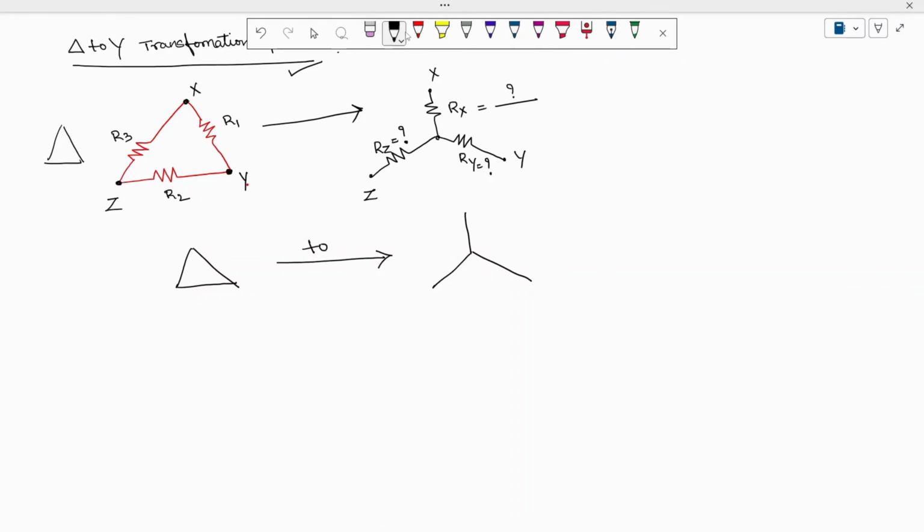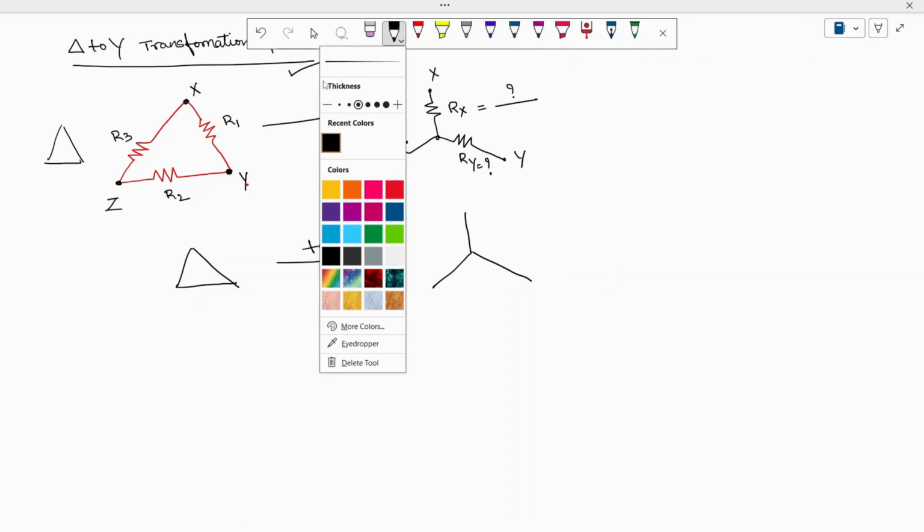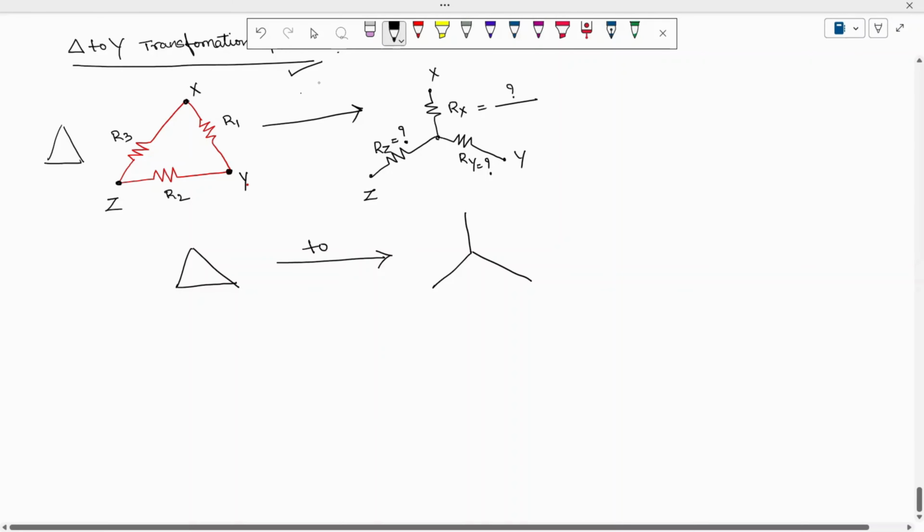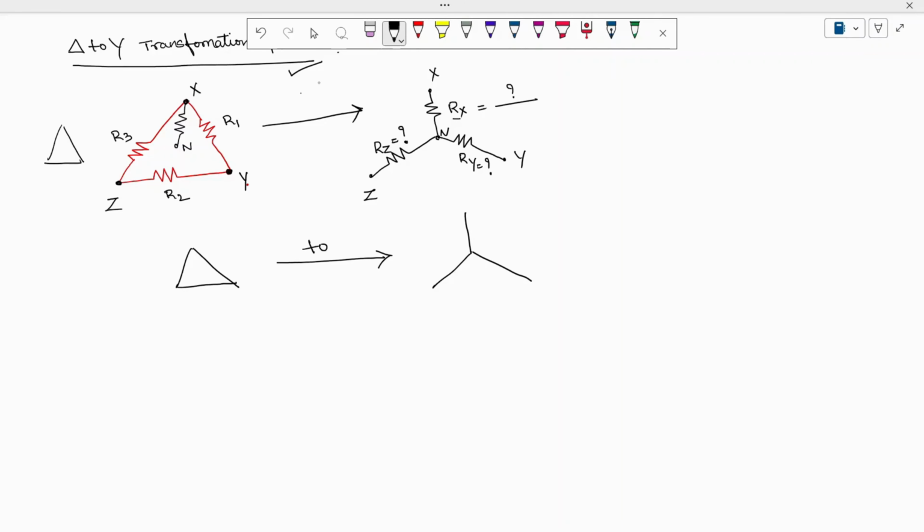Okay, so here the red color values are given, and I want to find out the black color values. Actually this Ry will be available at this point, and here we are going to have the neutral. So what is the value of Rx?